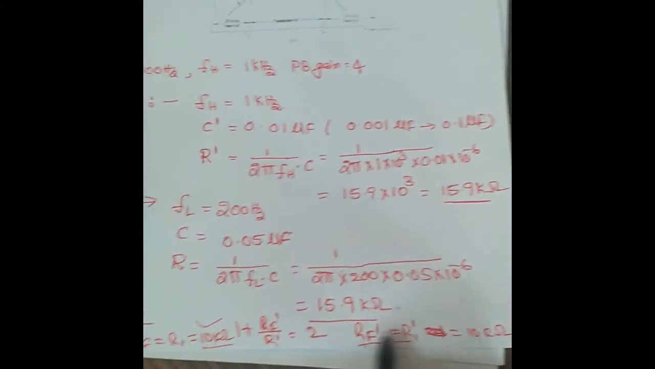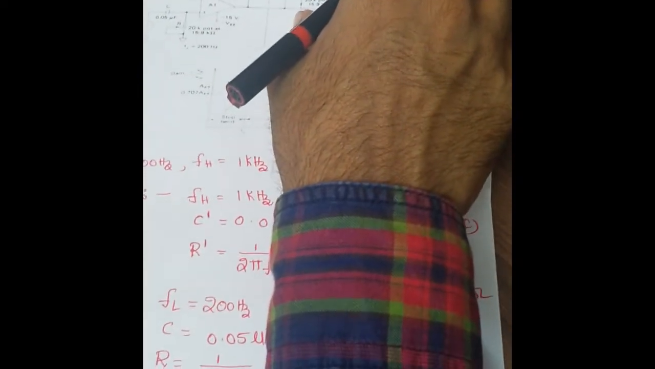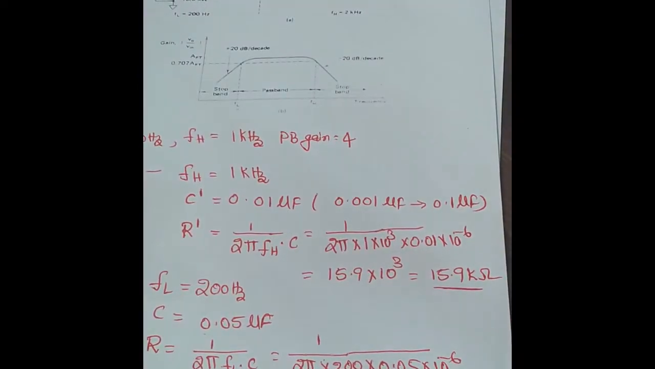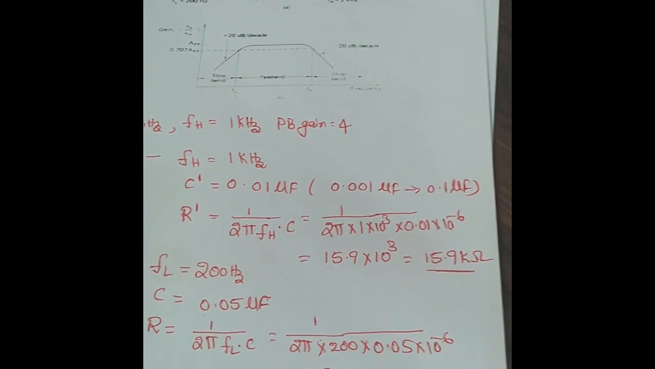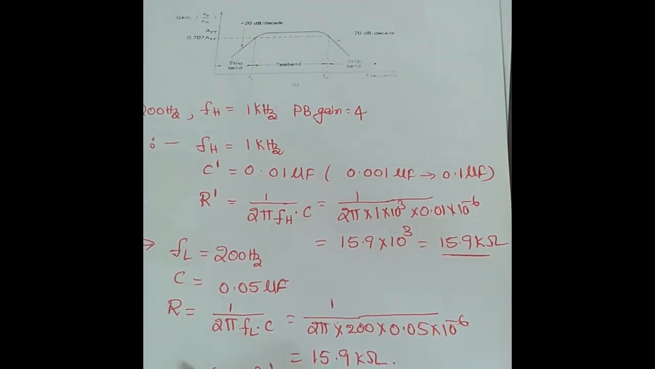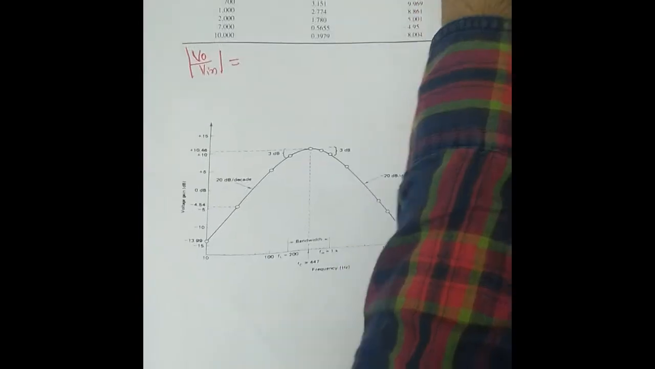For this section also, that is the low pass filter section, I am selecting it as 10 kilo ohm. That is Rf dash equal to R1 dash equal to Rf equal to R1 equal to 10 kilo ohm.